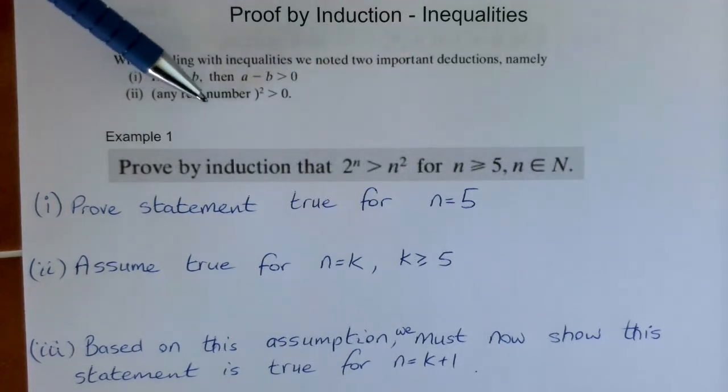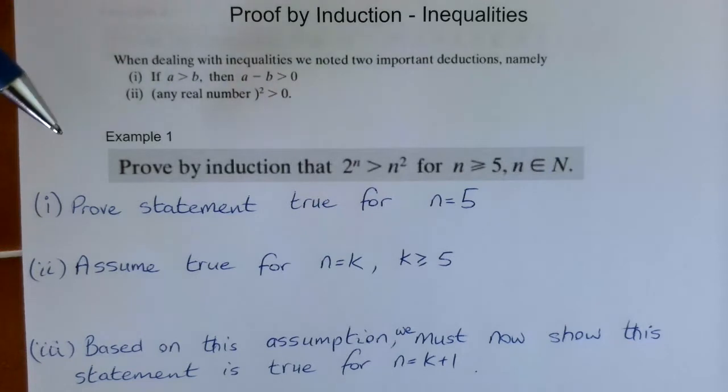And then for the second one, any real number squared, so that includes any negative number. Any negative number squared is a positive number, and any normal number squared is always a positive number as well.